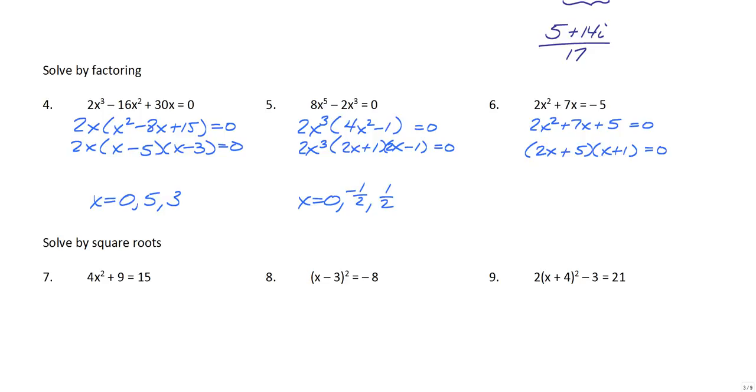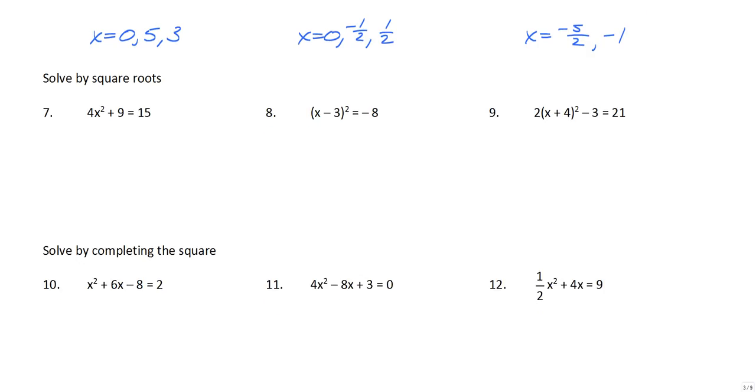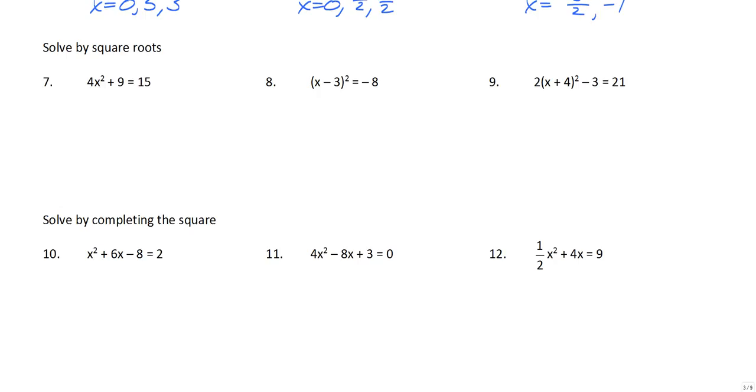Again, set each term equal to 0. Subtract 5 and divide by 2, you would get x is equal to a -5/2 for that one. And subtract 1, and we get a -1 for that one. And we are done. Now, if you are told on your final to solve by a certain method, you must do it. So another method is solving by square roots.